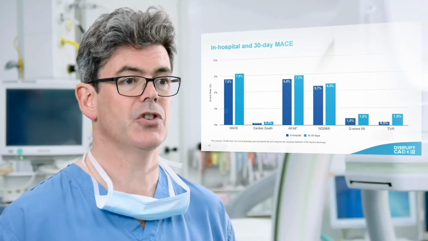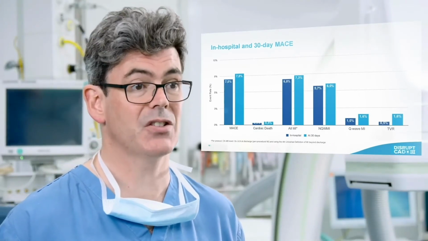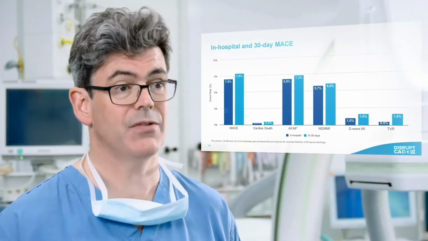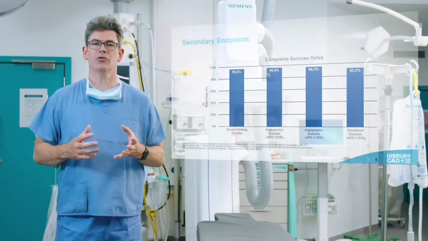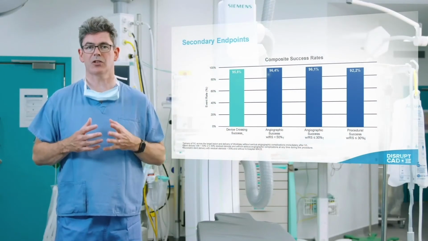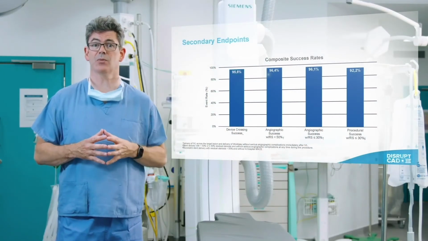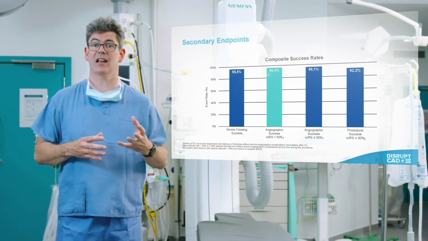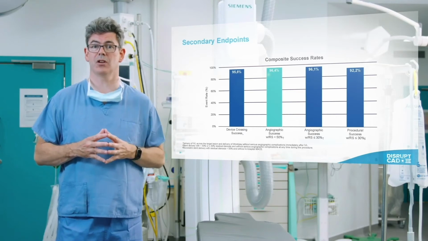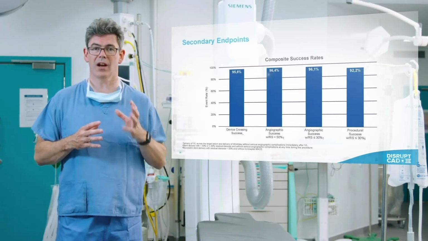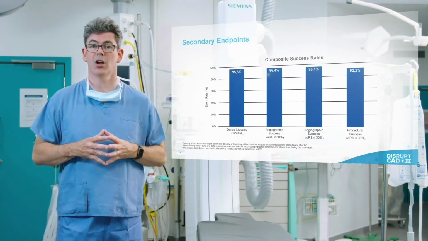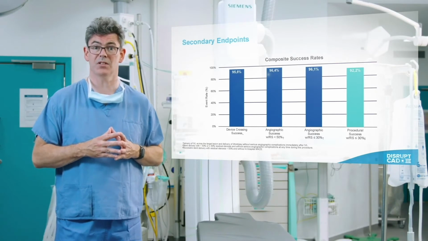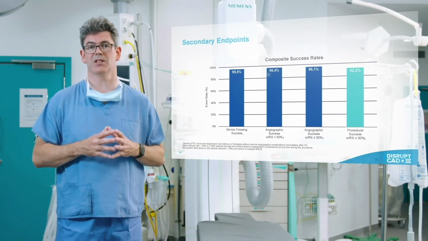This slide shows the in-hospital and 30-day MACE of 7% and 7.8% respectively, along with the individual components. Key secondary endpoints included device crossing success, angiographic success with a less than 50% residual stenosis, and angiographic success with a less than or equal to 30% residual stenosis. All of these were 96% or greater. Procedural success with residual stenosis less than or equal to 30% was 92.2%.